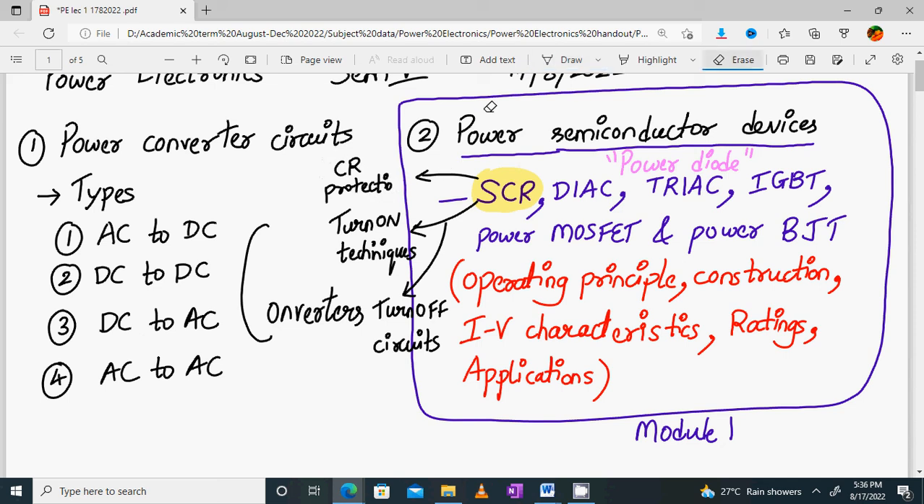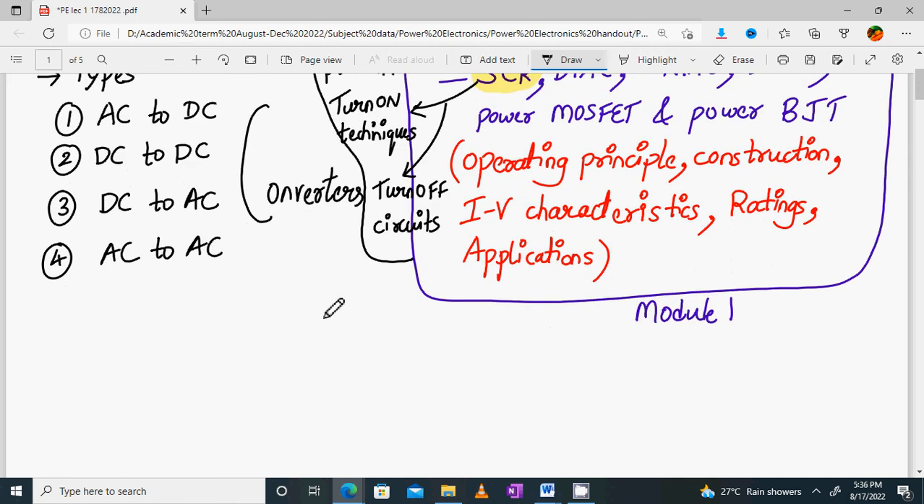Sorry for this. So now let's proceed further. I hope this is not overlapping. Yeah. So let's proceed further.